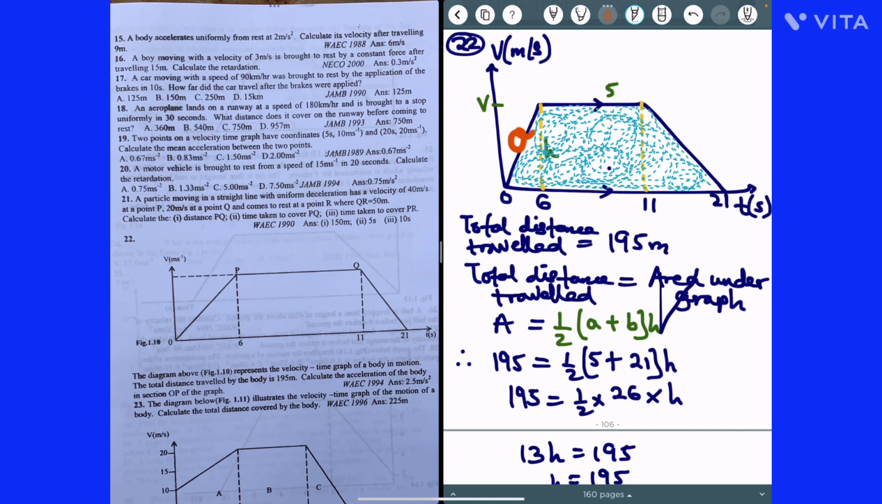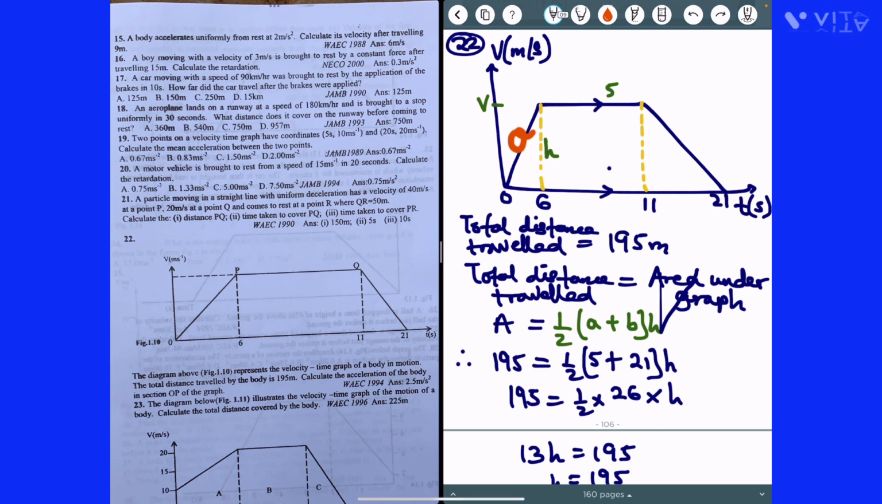Exactly. So one of the things that you can do here now is to write that area is half a plus b times h. H is the velocity here. H is the same as the velocity attained in the first stage of the motion. So your area is 195.